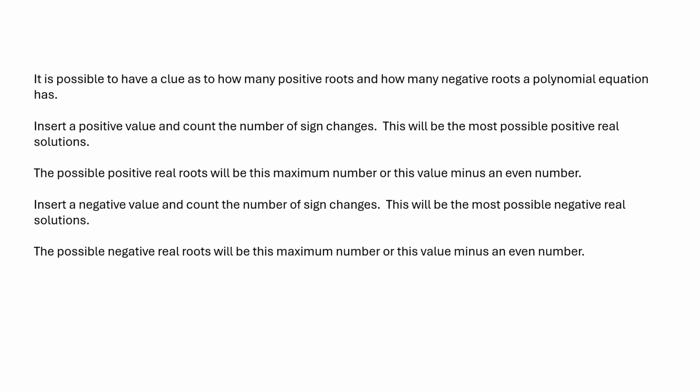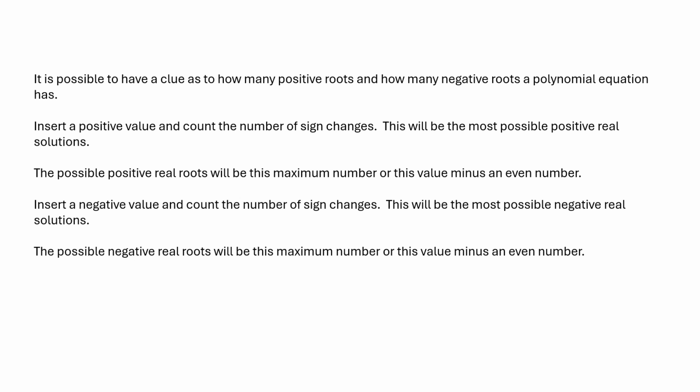It is possible to have a clue as to how many positive roots and how many negative roots a polynomial equation has. And this is important because when we find all of the possible positive roots, we don't need to try other positive values from our lists. So we just insert any random positive value into the polynomial and count the number of sign changes.